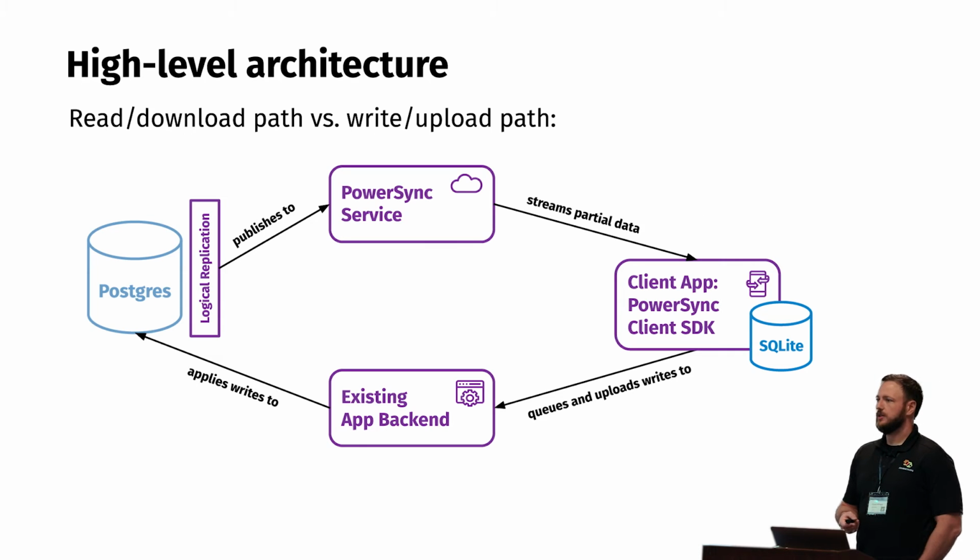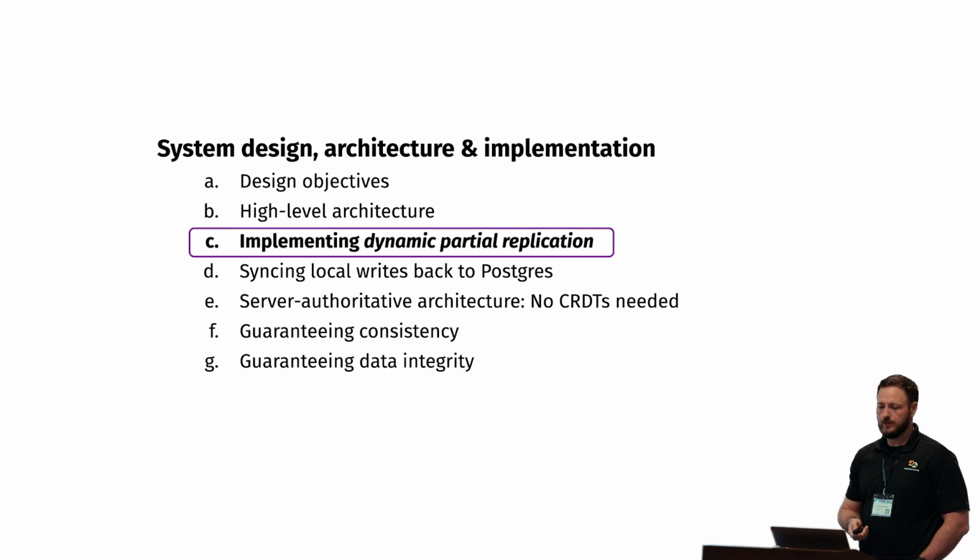So early on in the architecture, we made a big decision, which is to separate the read or download path from the write and upload path. So for the read path, we built a middleware service, which is called the PowerSync service, which interfaces with Postgres logical replication, and then does the dynamic partial replication of the data to the clients. But for the write path, we decided to make all the writes go through the developer's existing backend so that they can utilize their existing business logic and validations and things like that.